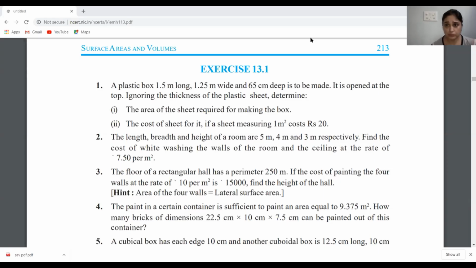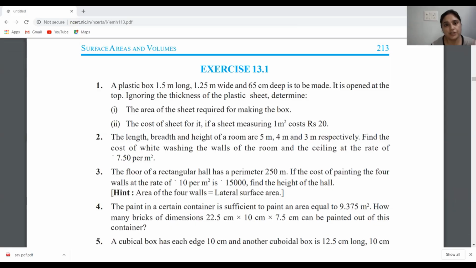So now, what is written? It is open at the top. So the box is like this. The box is open from the top. Ignoring the thickness of the plastic sheet, the plastic sheets are a bit thick, so you are going to ignore that thickness, right? You will ignore the thickness of the sheet. So ignoring the thickness of the plastic sheet, you need to determine the area of the sheet required for making the box. What do you require? Area of the sheet required for making the box.